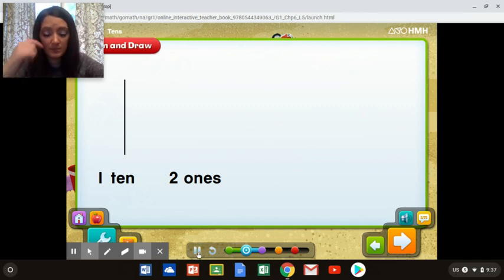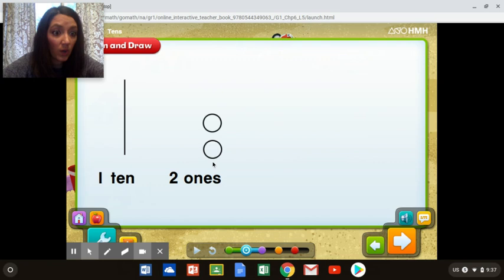To show the 2 ones, 1, 2. So here's our quick picture. We know that this is 10 and the circles only equal 1. So when we go to count, we can say 10, 11, 12. We have 1 ten and 2 ones. That's the number I'm thinking of.